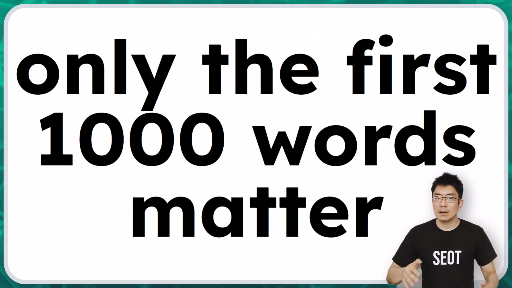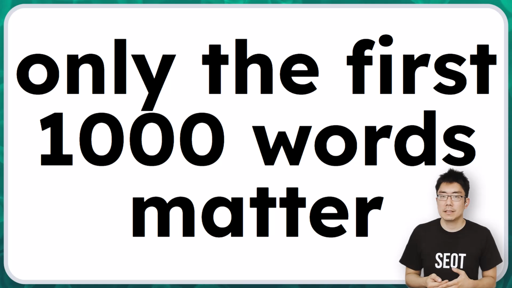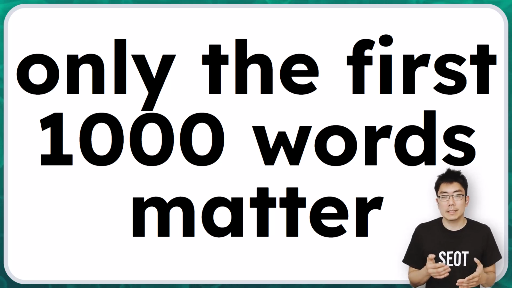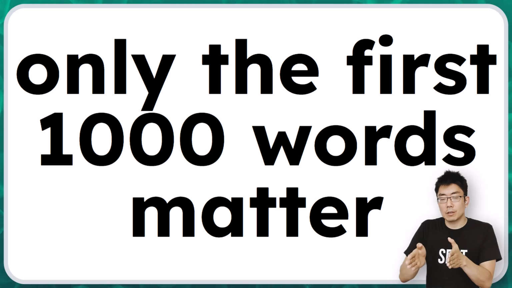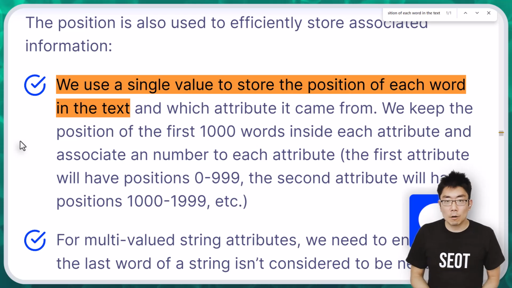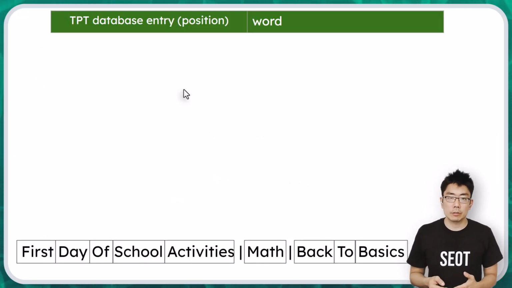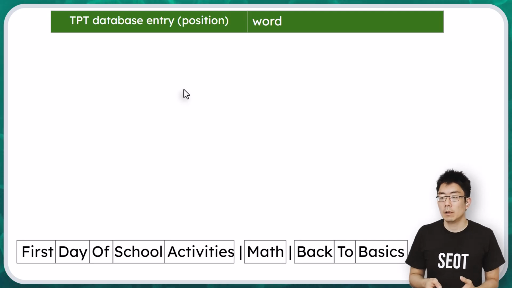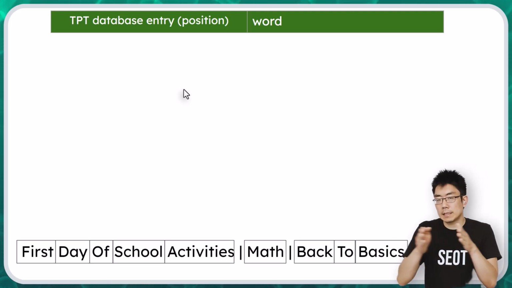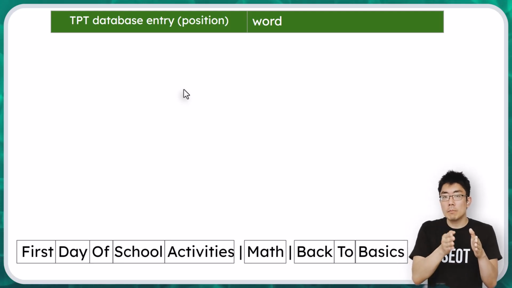I also learned that only the first 1,000 words in your product description matter, because the TPT search algorithm doesn't calculate a proximity score beyond the 1,000 word point. The Algolia blog says they use a single value to store the position of each word in the text and which attribute it came from. Here's what the TPT database entry looks like for the title "First Day of School Activities, Math, Back to Basics." Rather than storing an entire string, the search engine chops it up into each word and remembers where that word is.